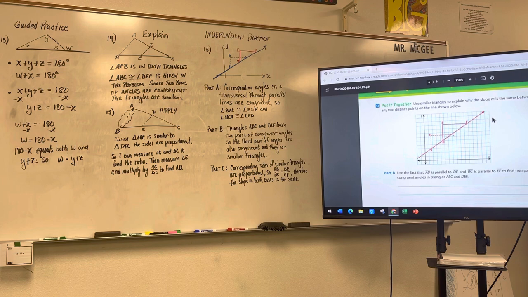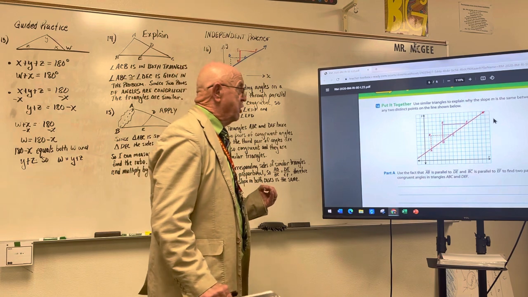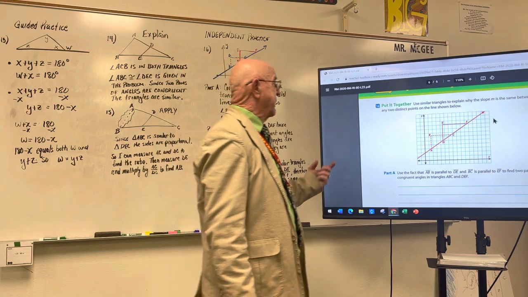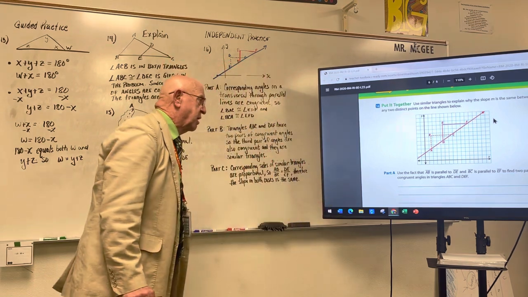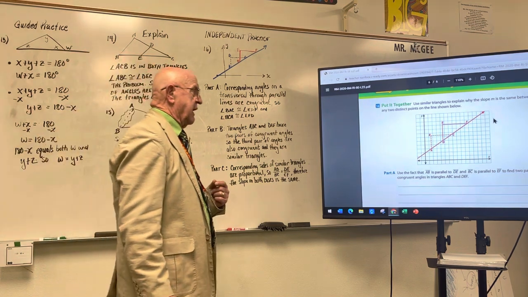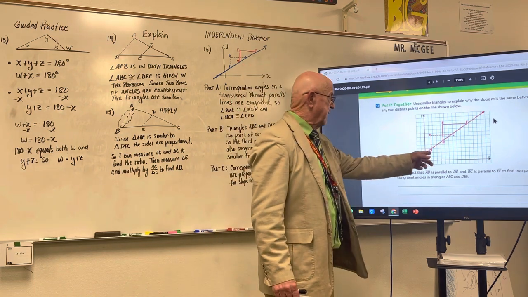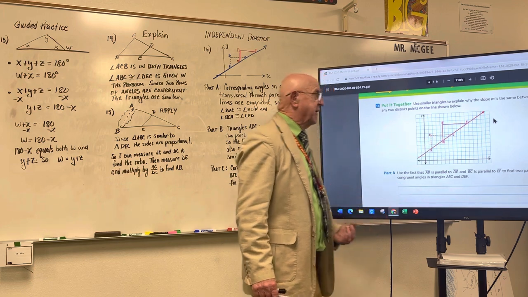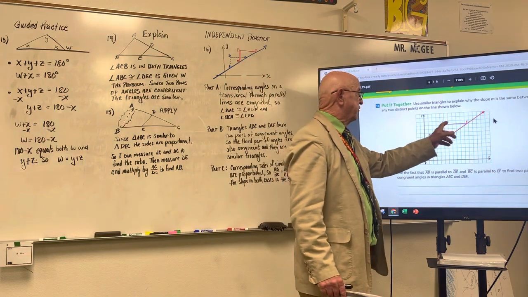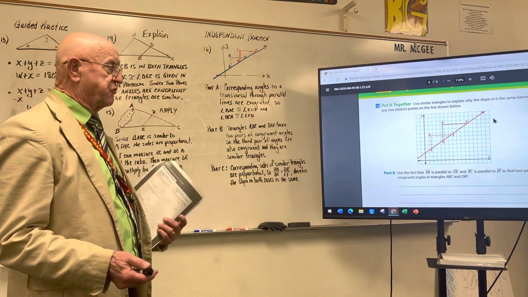So in these triangles, we're using similar triangles to explain why the slope M, and you know that M always means slope, is the same between any two distinct points on the line shown below. So what we need to look at is understanding that AB is parallel to DE. Line segment AB and line segment DE are parallel to each other, and BC is parallel to EF. And to do that, we're going to find some congruent angles in this triangle.